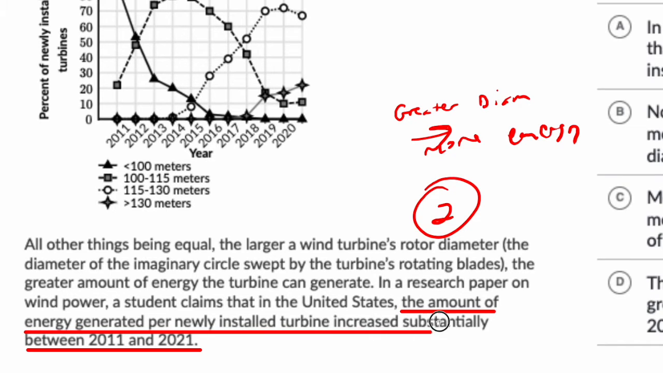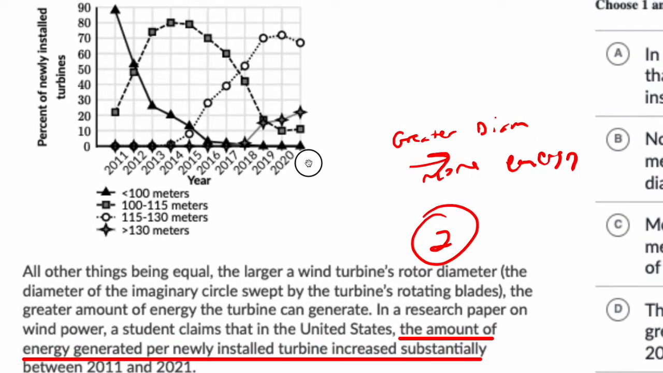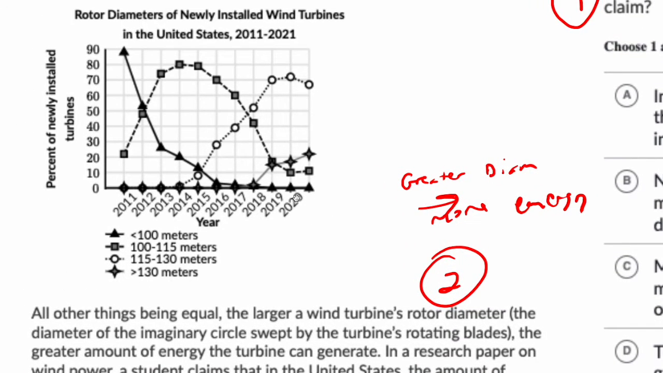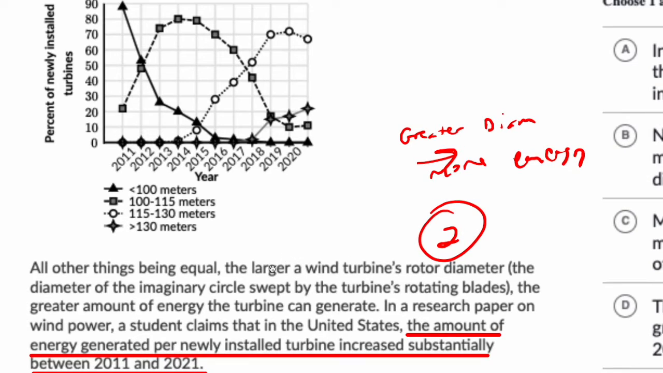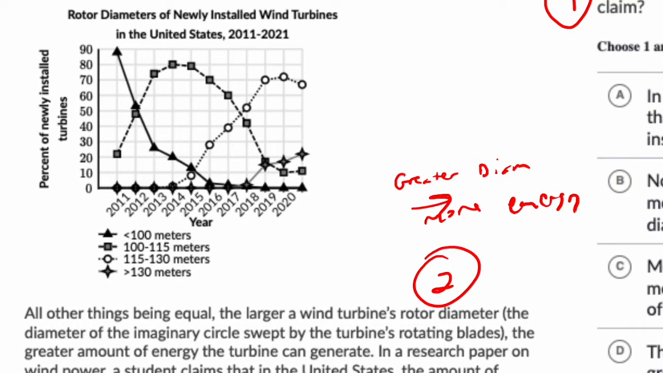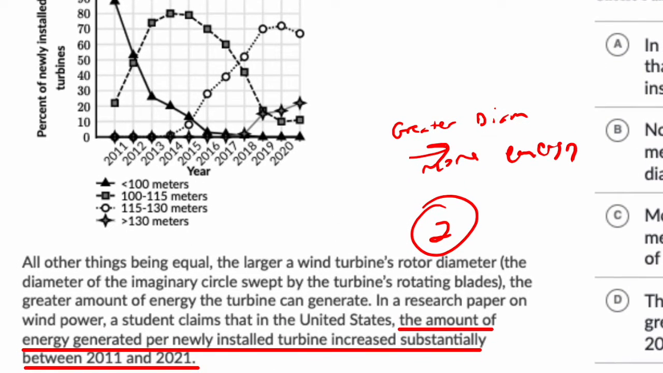Okay, so there. Okay, so we've read it, we've identified the claim, and now we're going to take that with us to the graph. So energy generated. Okay, and this is a little bit tricky because energy generated per newly installed turbine, it's not directly depicted in the graph, right? We just see year and percent of newly installed turbines. So where do we find something about energy?